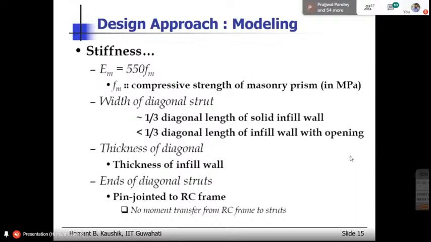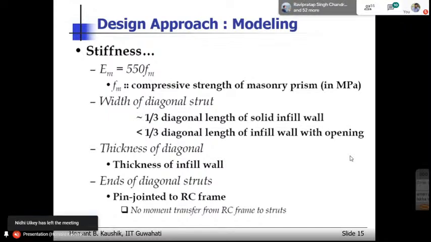So that is the first part coming from the material. Geometry, we have already seen: the width of the diagonal strut is 1/3 the length of the solid infill wall. We will discuss what happens when there are openings in the walls. The calculations become slightly more complicated but still manageable.